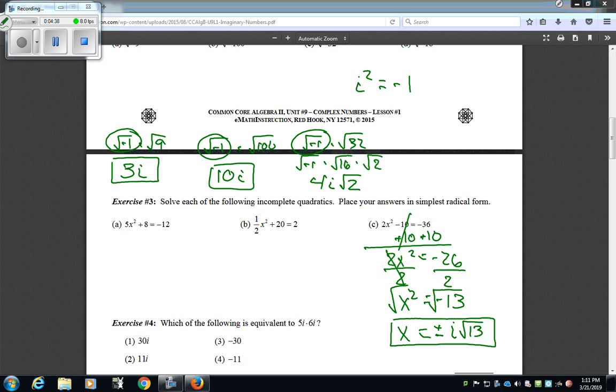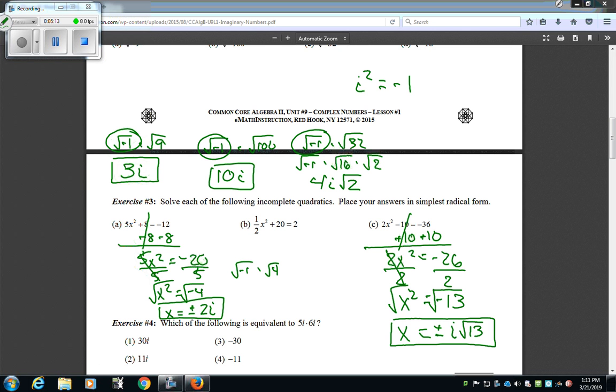If you look at, let's say, A, this one will work out to be a whole number with i. So if I subtract 8 on both sides, I'll get 5x squared equals -20. Divide by 5, and I get x squared equals -4. Take the radical, I'll get x equals plus or minus, and then that negative 4 will be negative 1 times 4, which will end up being 2i. So you have two imaginary roots, 2i and negative 2i.